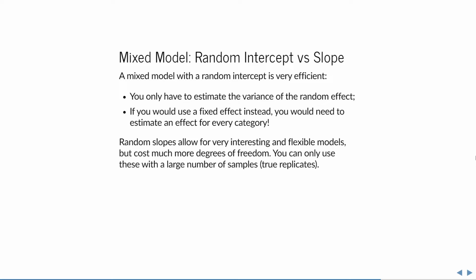Now, random slopes allow for very interesting and flexible models, and sometimes they are more correct from a theoretical standpoint than a random intercept, but they do cause more degrees of freedom. So even if you think you need a random slope, your sample size might not allow you to estimate one. So you need a large sample size, and remember from the earlier part of this lecture, when I say that, I mean you need more true replicates. That would mean more patients and not more time points of the same patients.